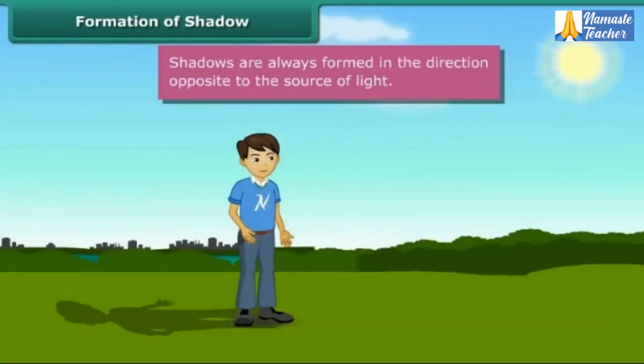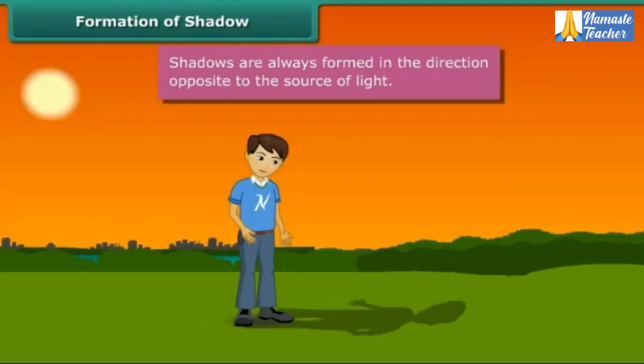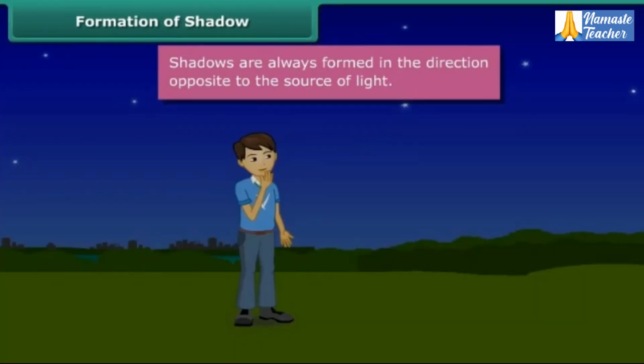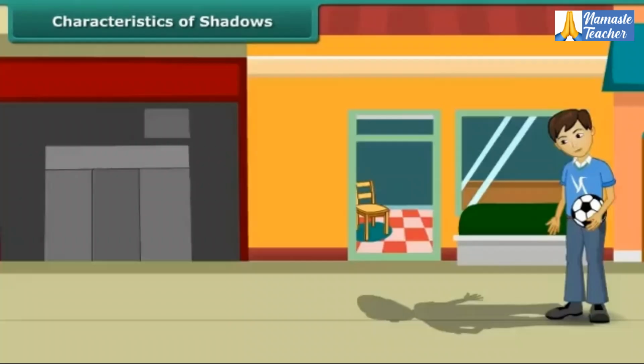Shadows are always formed in the direction opposite to the source of light. In the morning, since you were facing the sun, the shadow was behind you. In the evening, the sun was behind you, causing the shadow to be formed in front of you. When the sun sets, there was no light. Hence, there were no shadows.